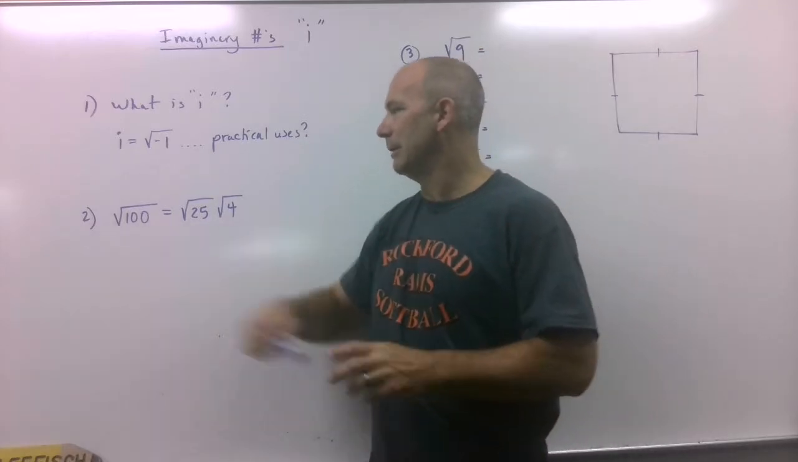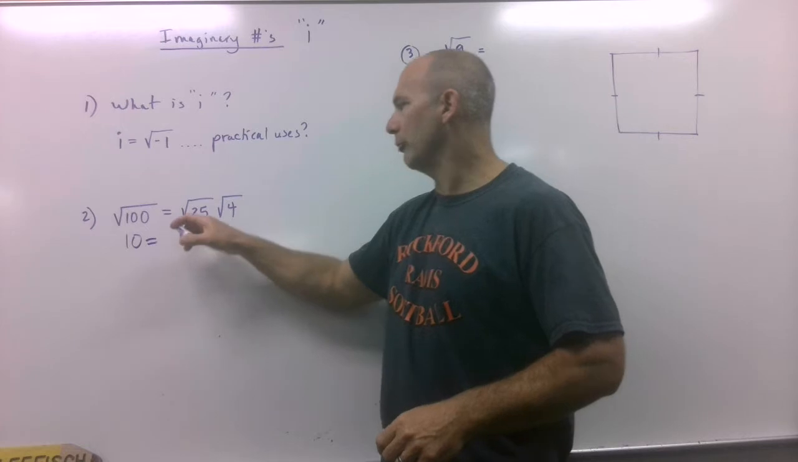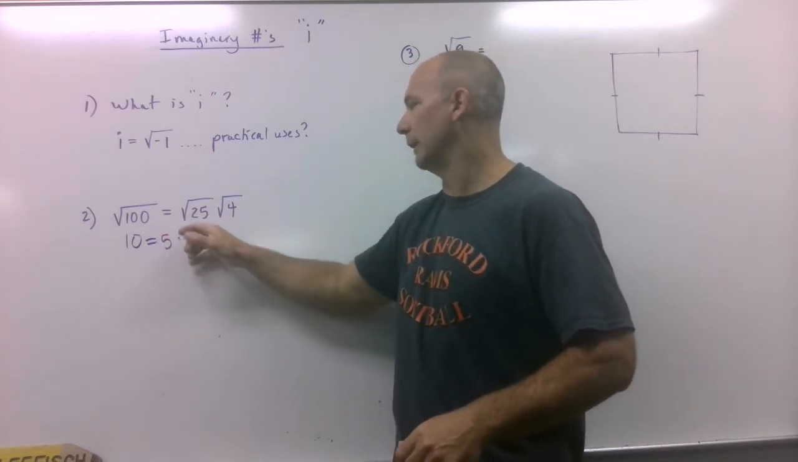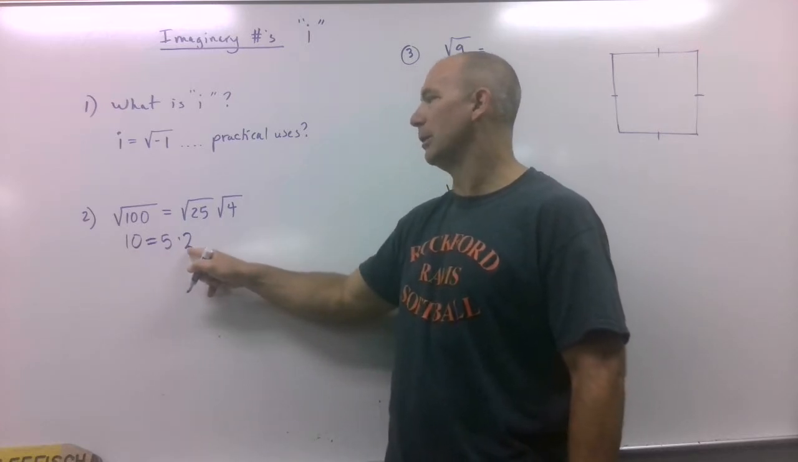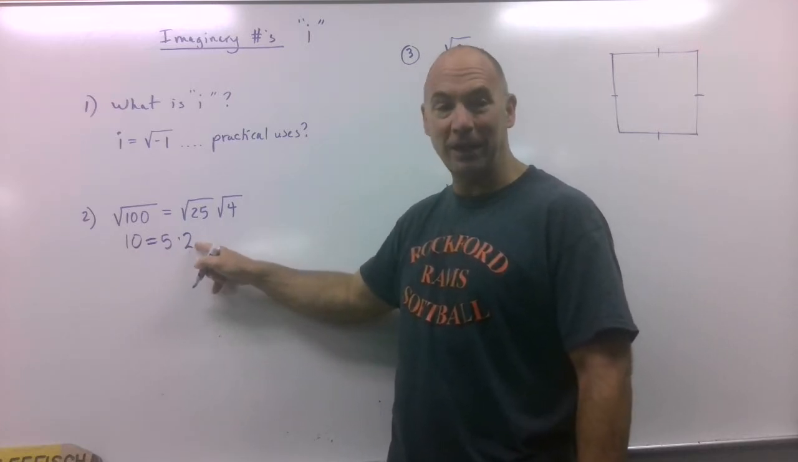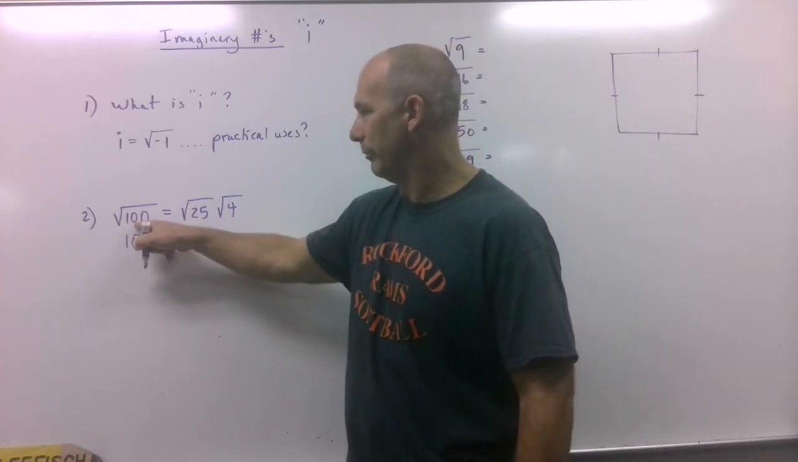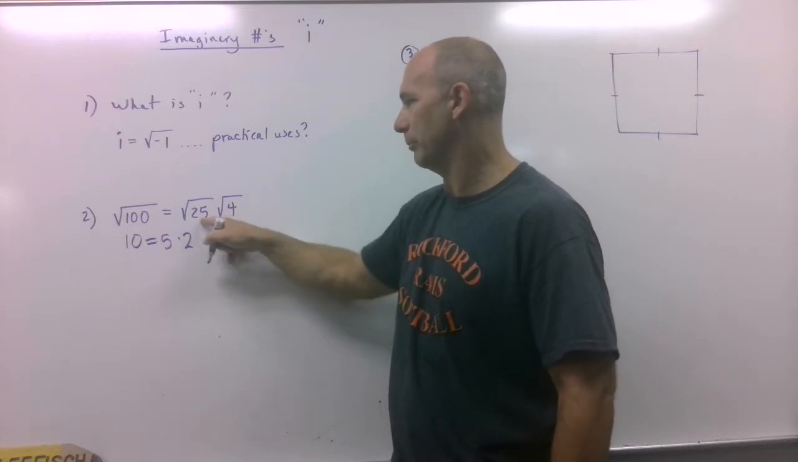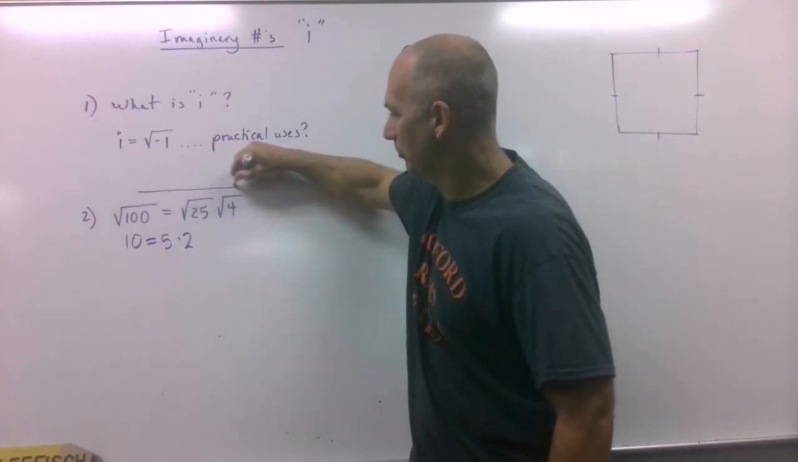Let's look at this. The square root of 100, we know, is 10. The square root of 25 is 5. The square root of 4 is 2. Notice 10 equals 5 times 2. So guess what? This is telling us that it's okay to take a square root number and break it into the product of two other square root numbers. That's if we read this sentence left to right.